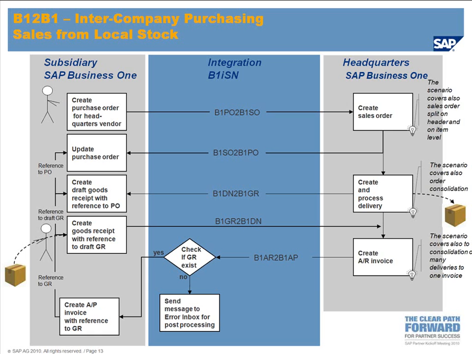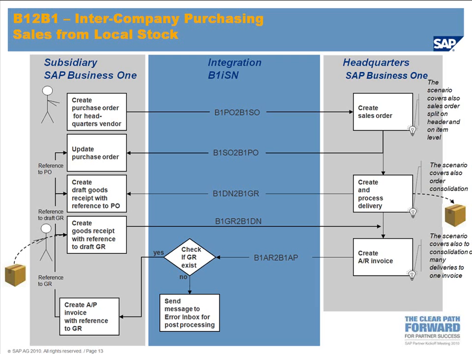Here we see the example of the sales from local stock business scenario and the intercompany transactions that flow between SAP Business One as a subsidiary and SAP Business One as the headquarters. You can see the transactions from the subsidiary through B1i SN to the headquarters, such as a user in the subsidiary instance of SAP Business One creates a purchase order. When the purchase order is added, it goes through the B1i SN system and creates a corresponding sales order over in the headquarters system.